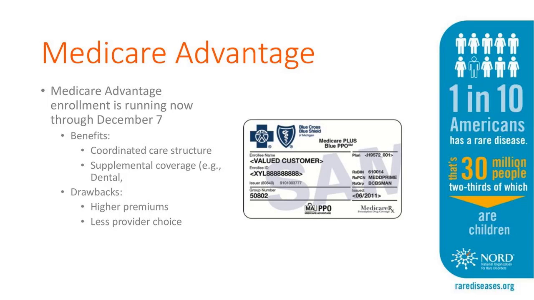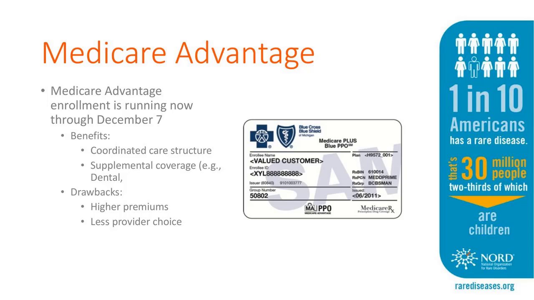Because again, one can choose to sign up for Medicare Advantage and Medicare Part D right now during the open enrollment periods. So, as I said earlier, open enrollment is running through December 7th. And for Medicare Part C, as compared to Medicare Parts A, B, and D together, there are specific benefits, but there are also some drawbacks.